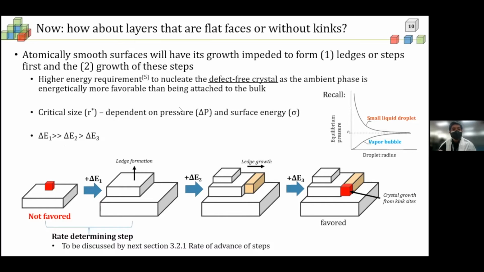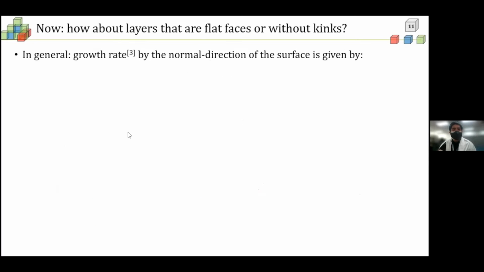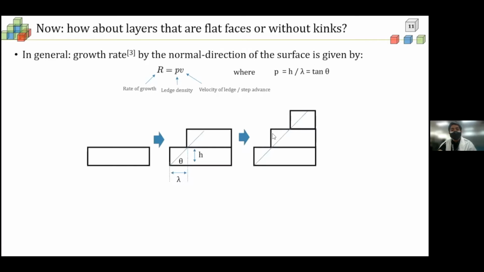But in general, the growth rate for a flat surface is dominated by this equation here, R equals ρv, which is again the rate of growth equals the density of these ledges times the velocity of the ledge or step advance. And more or less, this step advance is just a geometric calculation of how much of these monoatomic layers grow at a specific angle and a specific height over a specific length lambda.